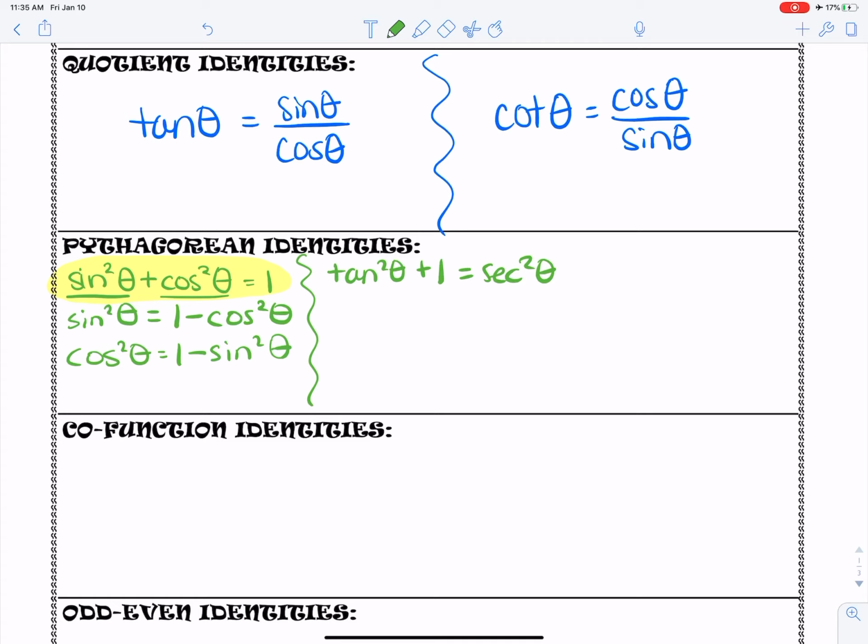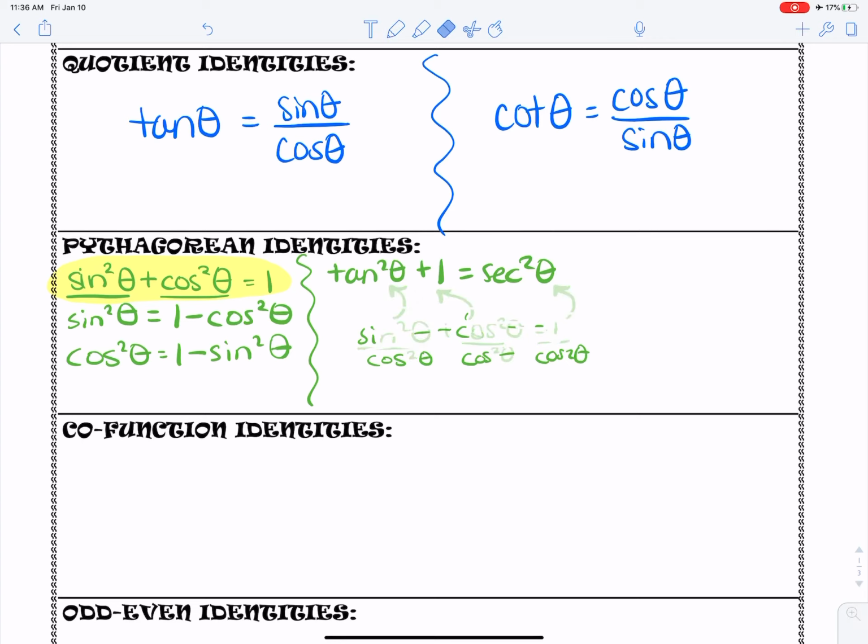And now that you've done that, and again, all I did, and don't write this part, was sine squared of theta plus cosine squared of theta equals 1. And then I divided everything by cosine squared. And I simplified it. That is what that became, that is what that became, and that is what that became.